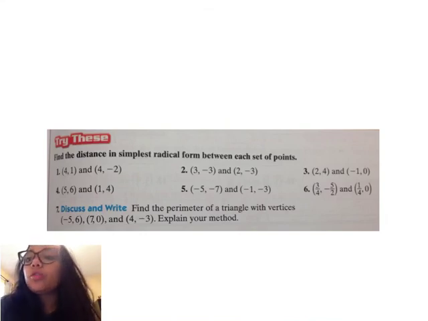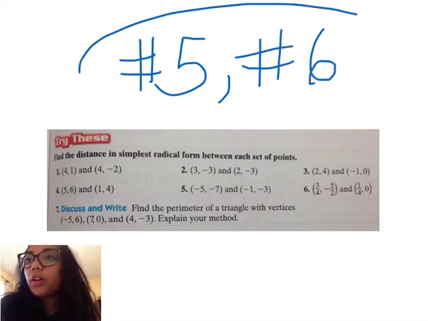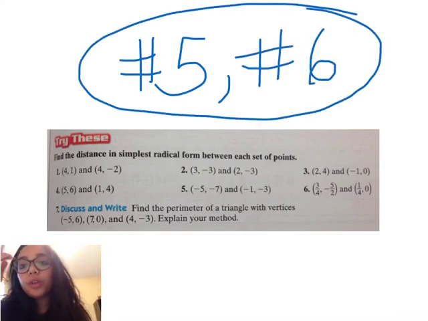Okay, so find the distance in simplest radical form between each set of points. I want you to do number 5 and number 6. And tomorrow when you come into class, we're going to see how you did based off these notes. Okay.